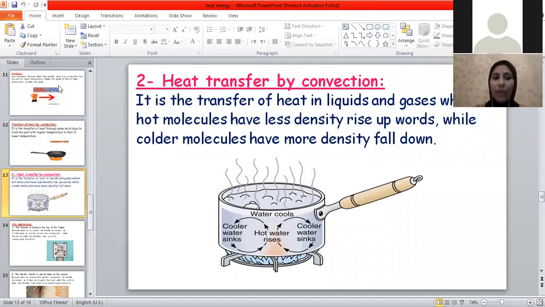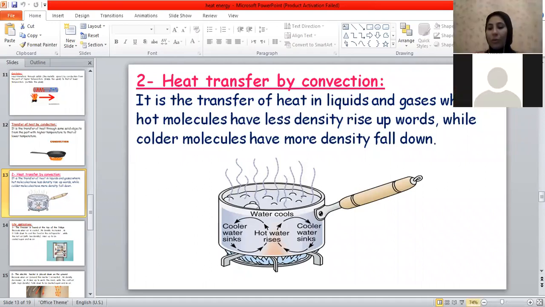So number 2, the heat transfers by convection. Heat transfers by convection through liquids or gases. Where the hot molecules have less density and rise upwards, and the colder molecules have more density, so they fall down.